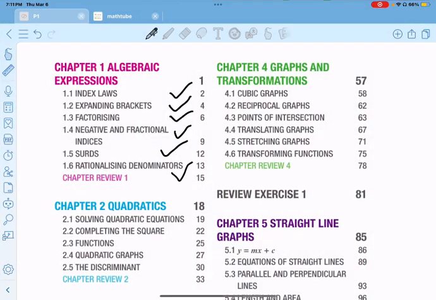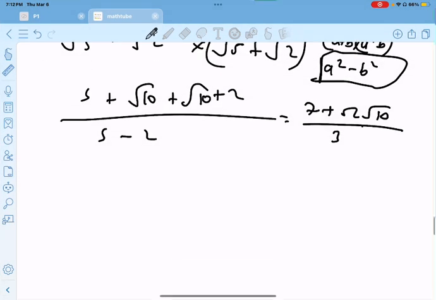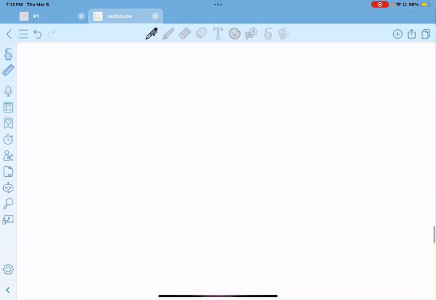That is done. We are done with the first chapter, algebraic expressions. Let's move on to the second chapter, which is quadratics. So solving quadratic equations. We did this just before when we were solving the quadratic equation. Let's take an example again.